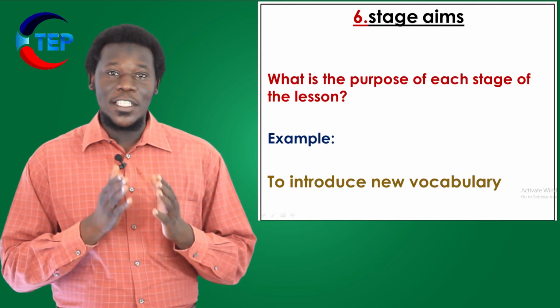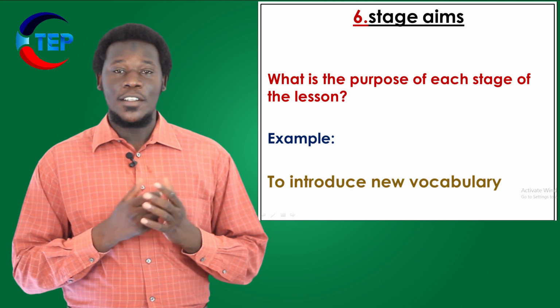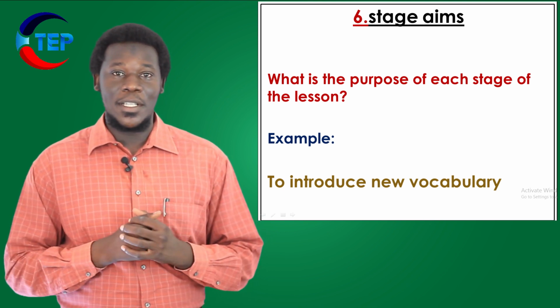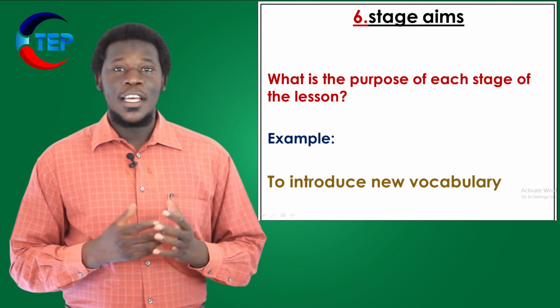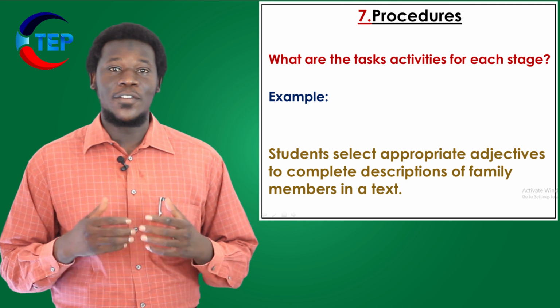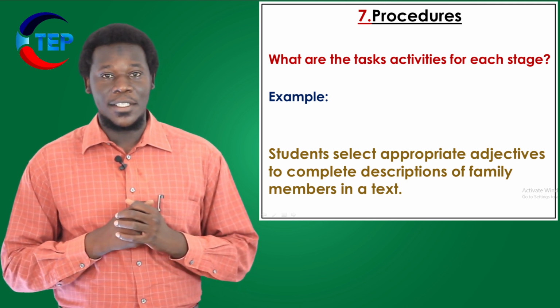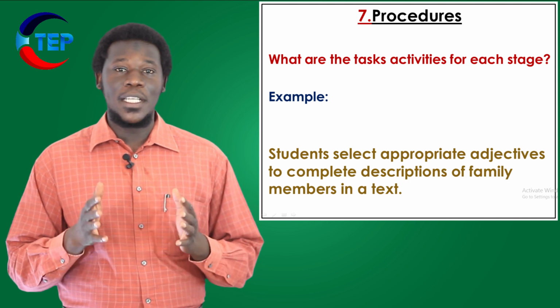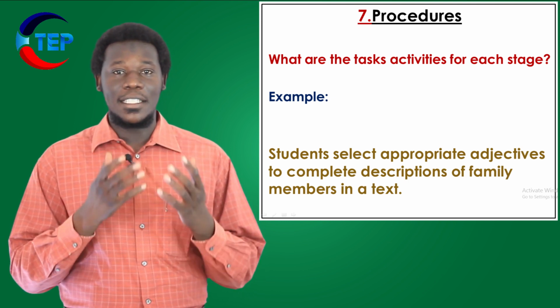Number six, stage aim. What is the purpose of each stage of the lesson? For example, in this lesson, the first stage is to introduce new vocabulary to our students. Number seven, procedures. What are the tasks or the activities for each stage of this lesson? For example, students use appropriate adjectives to complete descriptions of family members in a text.